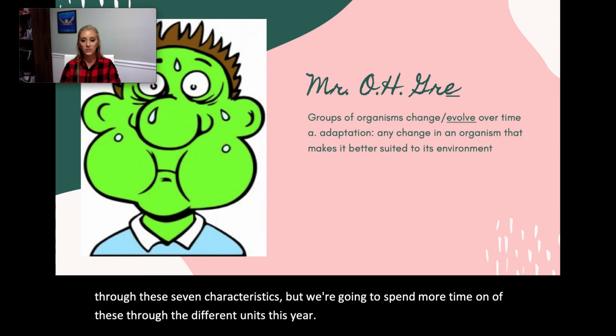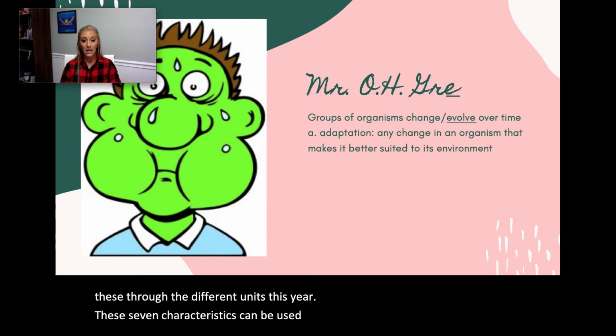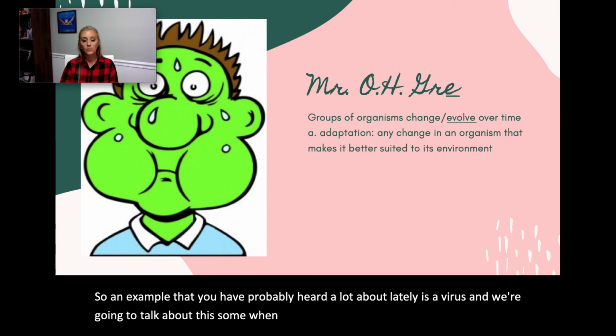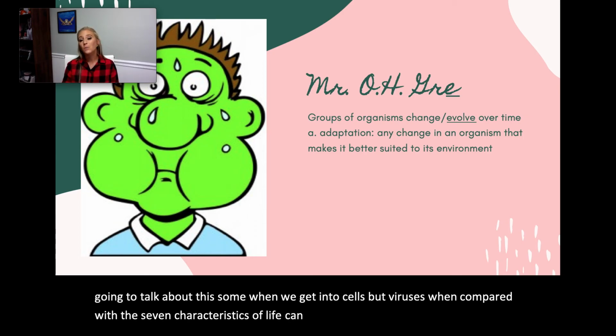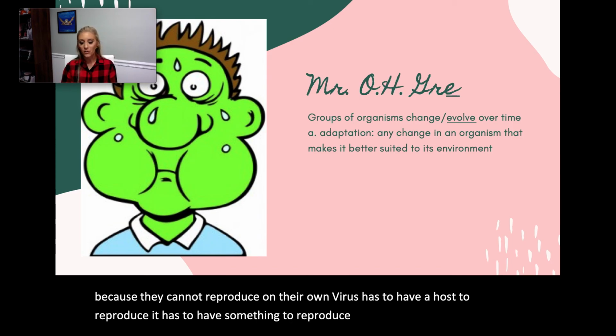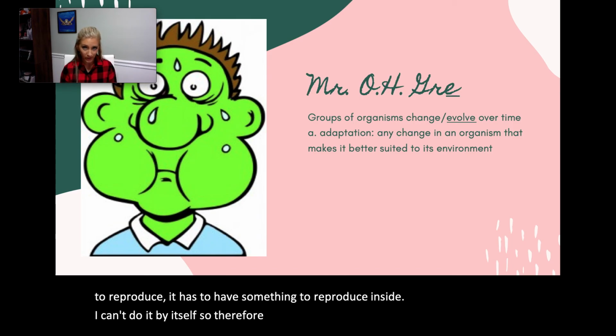These 7 characteristics can be used to determine if something is alive or not. So, an example that you have probably heard a lot about lately is a virus. And we're going to talk about this some when we get into cells, but viruses, when compared with the 7 characteristics of life, can be considered not to be alive, and that's because they cannot reproduce on their own. A virus has to have a host to reproduce. It has to have something to reproduce inside. It can't do it by itself, so therefore a virus is not considered to be alive.